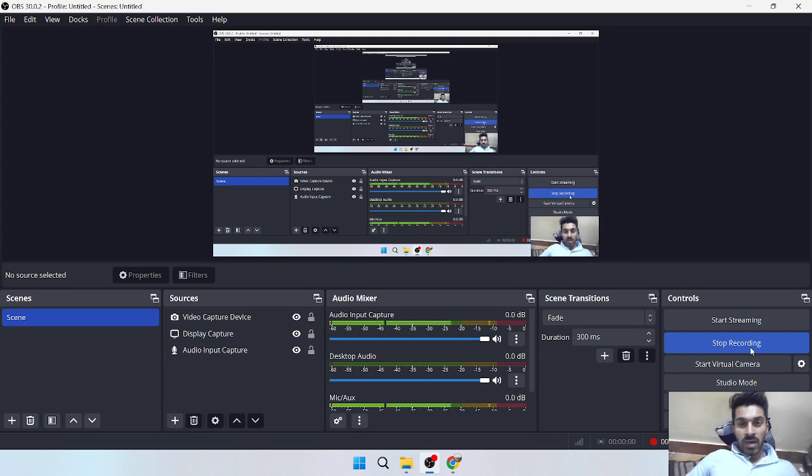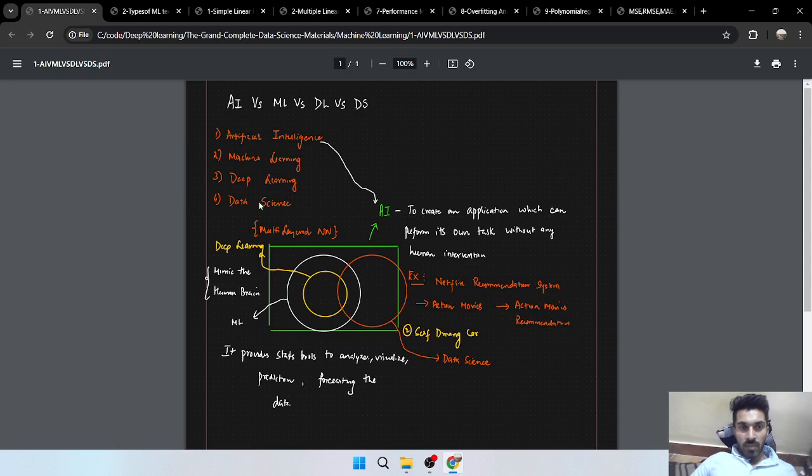Here I am starting machine learning, and I will explain in depth all of these algorithms: linear regression, logistic regression, SVM, decision tree, k-nearest neighbor, and DBSCAN. All of these algorithms I will explain in depth. So let's continue. Let's start from the beginning.